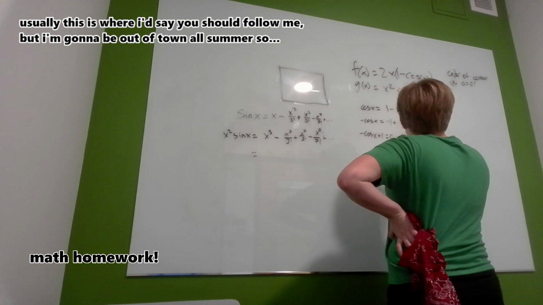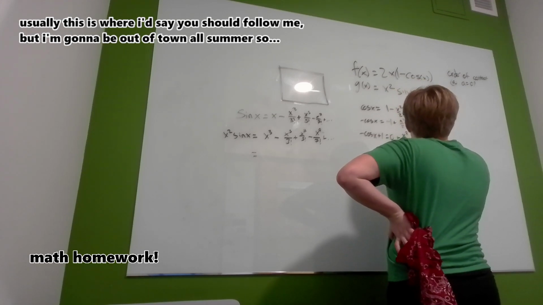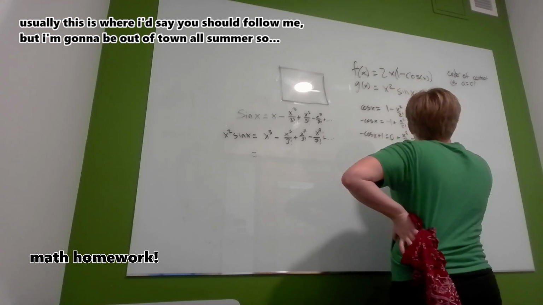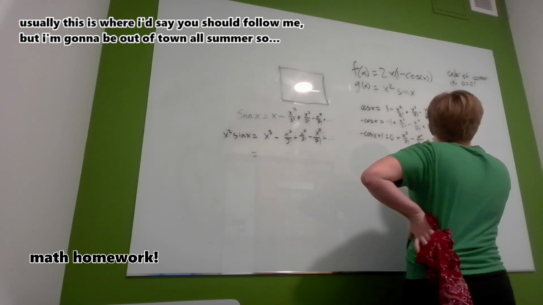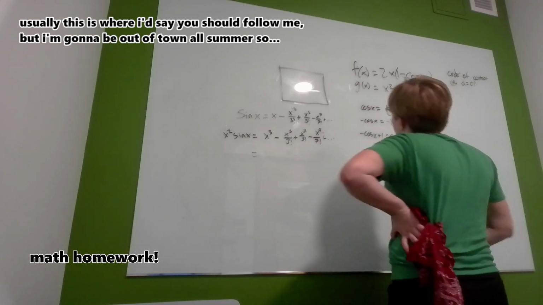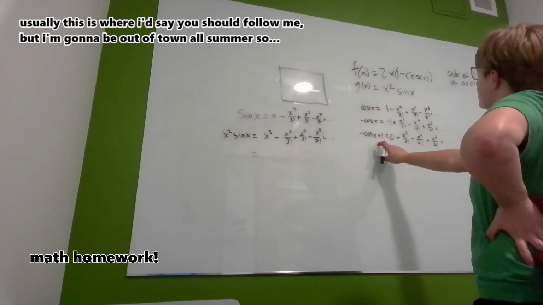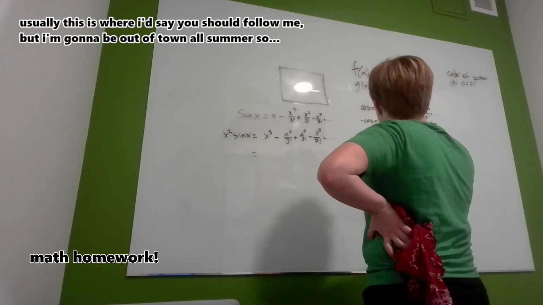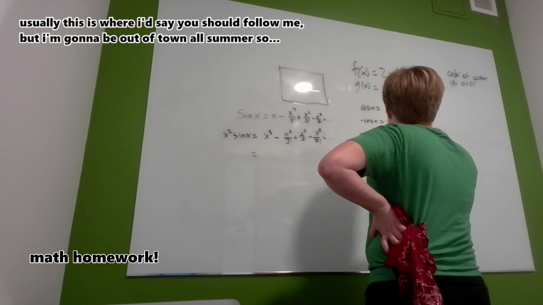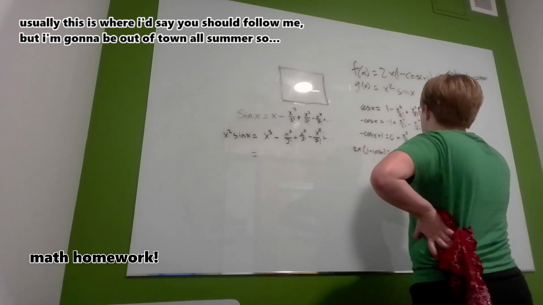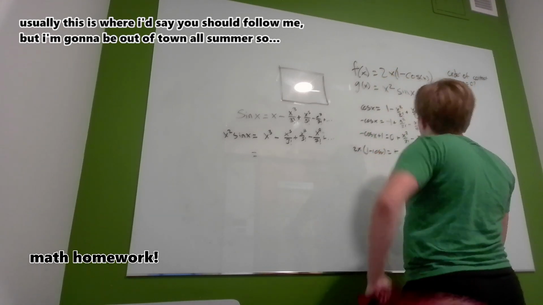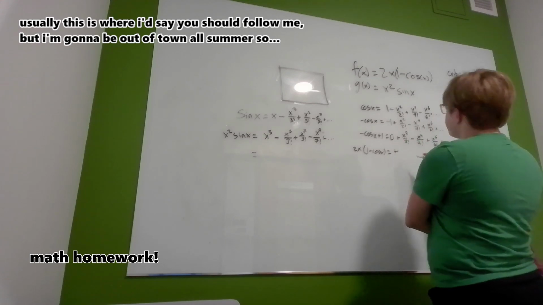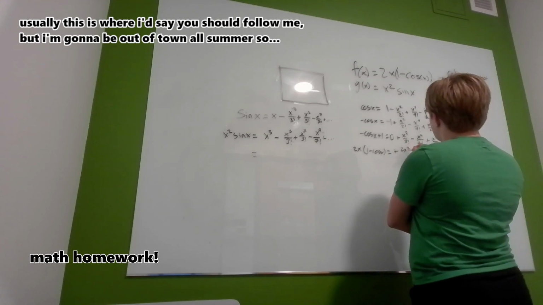Plus x squared over 6. That is the same as that. We have 2x, 1 minus cos x equals, and that's still 0. So you get plus 2x cubed over 2.